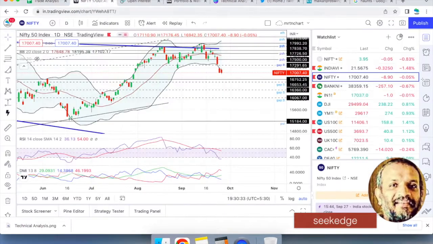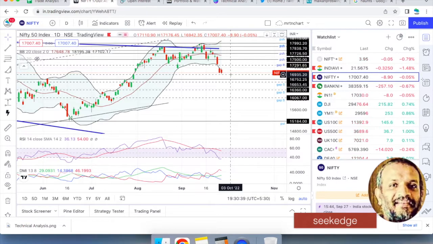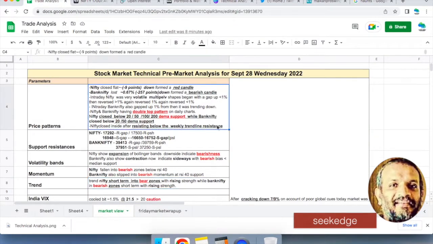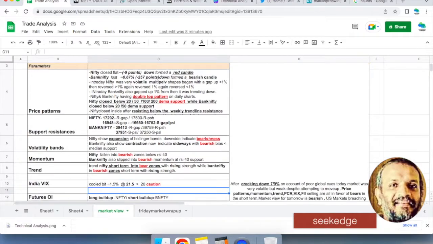Now a CIP bounce cannot be ruled out because these are all previous support and resistance zones, where support is now taken. So there could be a CIP bounce, a change in volatility bounce. The possibility is there, right? Cannot rule that out. But otherwise, all major price patterns are showing bearishness, just like momentum, trend and volatility bands.